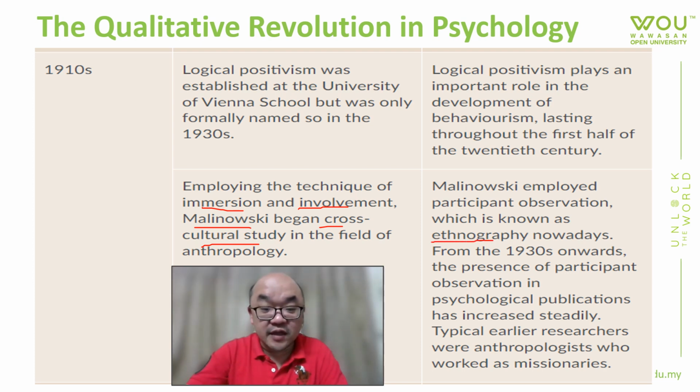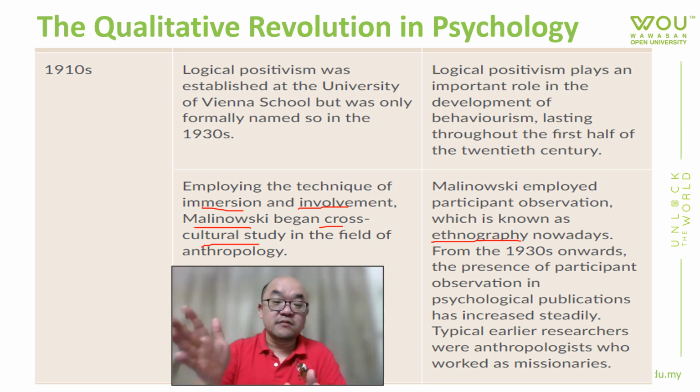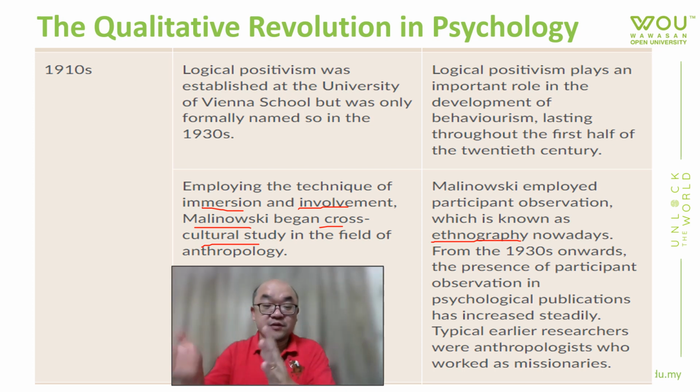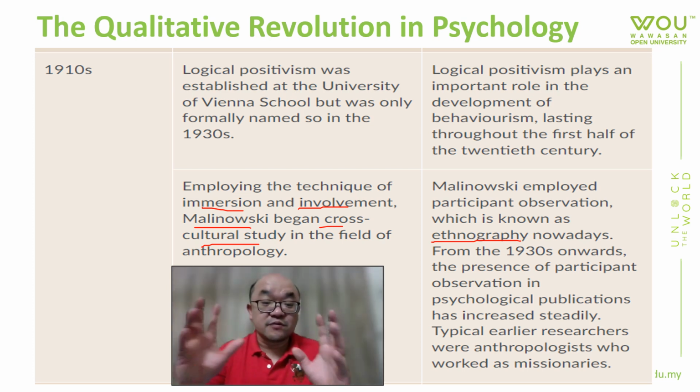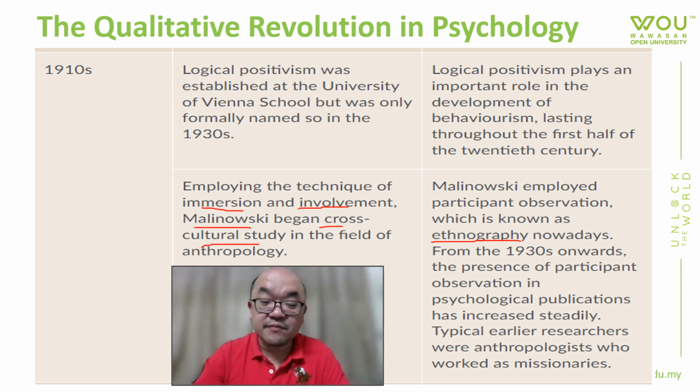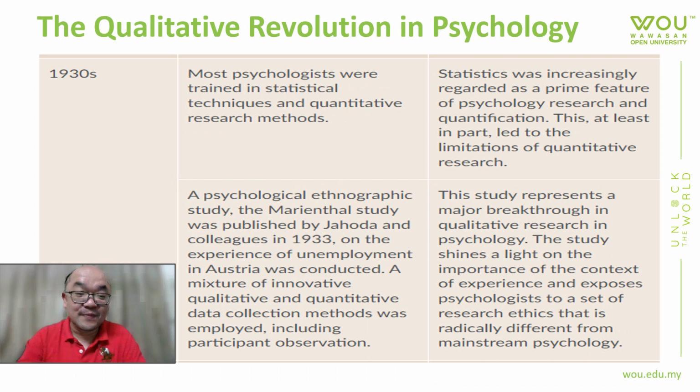His method is known as ethnography nowadays, where you study things that have to do with culture, and typically you immerse yourself in the particular culture, and through observation and interview you try to discover the reality, or the information regarding a particular culture at the time. This is a qualitative research method being used here, but again it is in anthropology. In the 1930s, more and more psychologists are now trained in statistical methods.